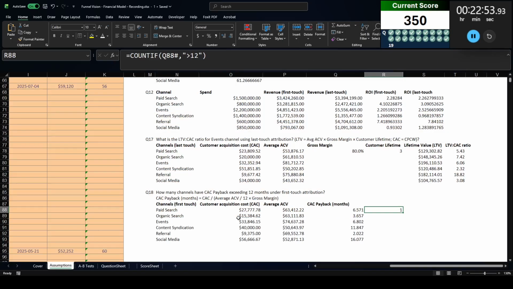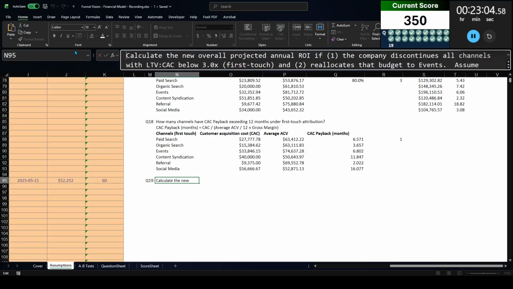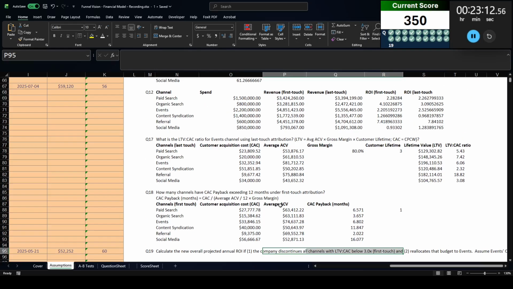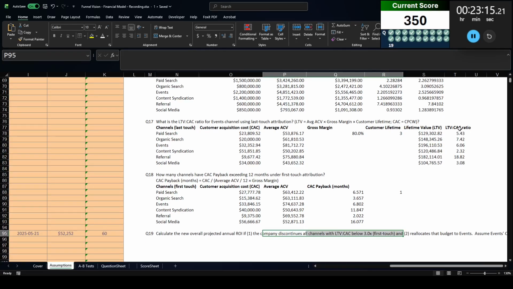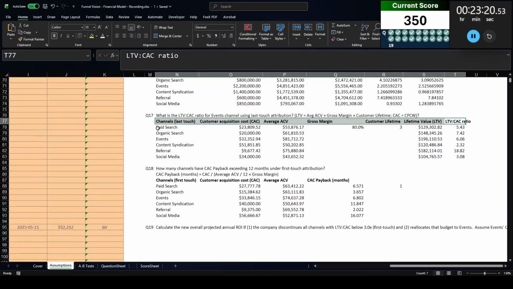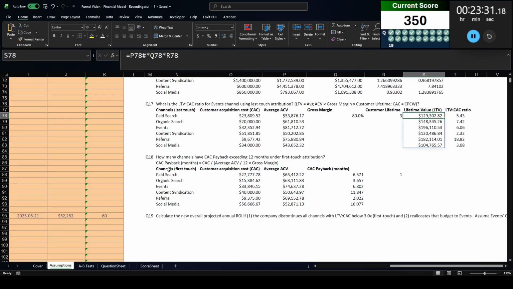All right, so quite a lot going on with this question. Let's take it step by step and see if we can get all of that in here. So I'm going to put the whole question in there. Actually, I can take out the first sentence. All right, so first thing that we need to do is figure out which channels have this LTV to CAC below 3.0 under first touch attribution. Now the problem is we have this under last touch attribution, but I do believe we should be able to do it under first touch using this data here actually, because that is under first touch. And then just, yeah, we can make a few changes there.